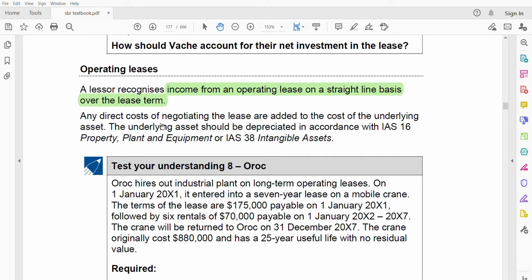Here, any direct cost of negotiating the lease. Sometimes there are costs involved to negotiate the lease.